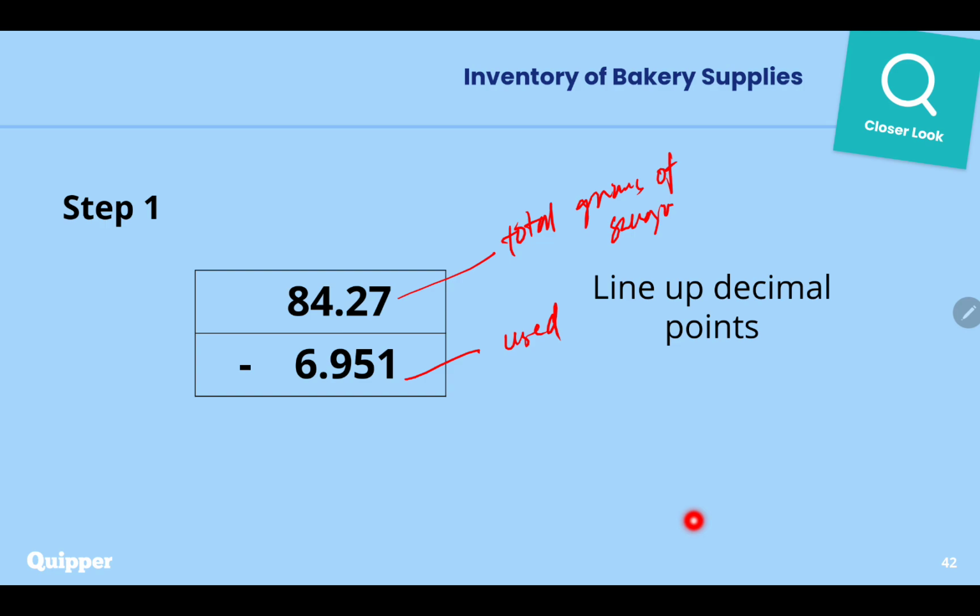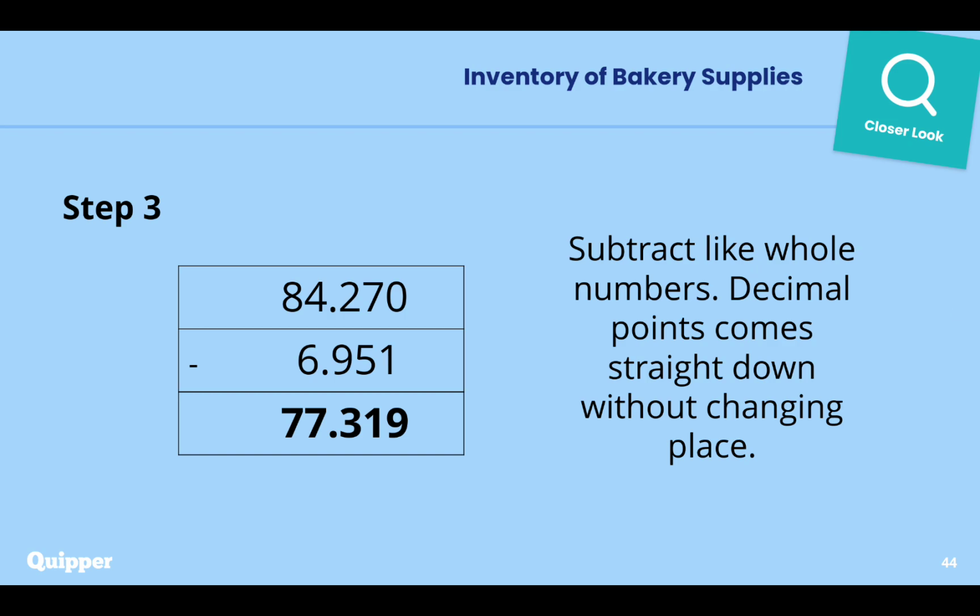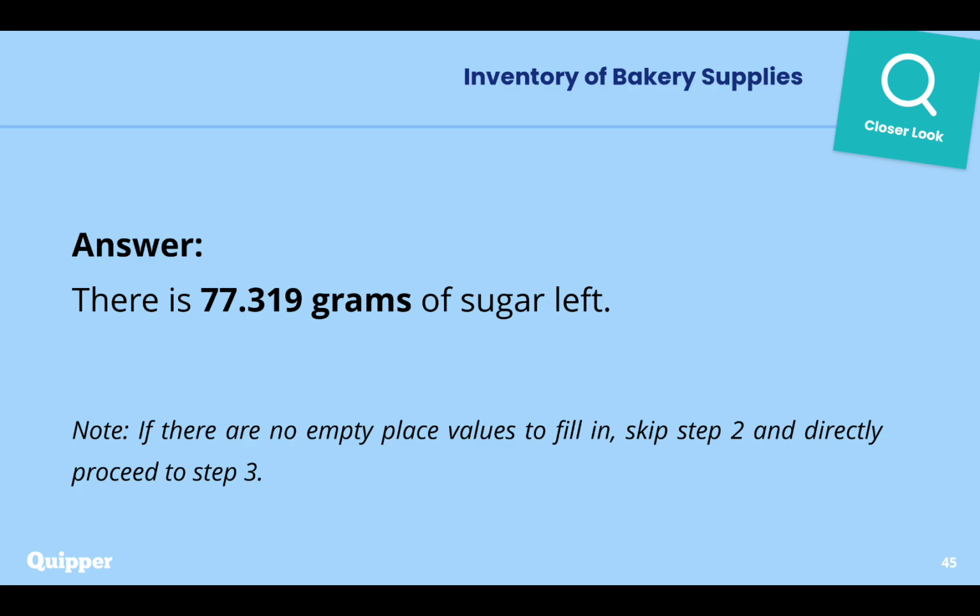So, iyan yung natira na sugar sa paggawa ng cake ni Linda. Okay? So, tama naman yung sagot natin. 77.319. So, meaning there is 77.319 grams of sugar left.